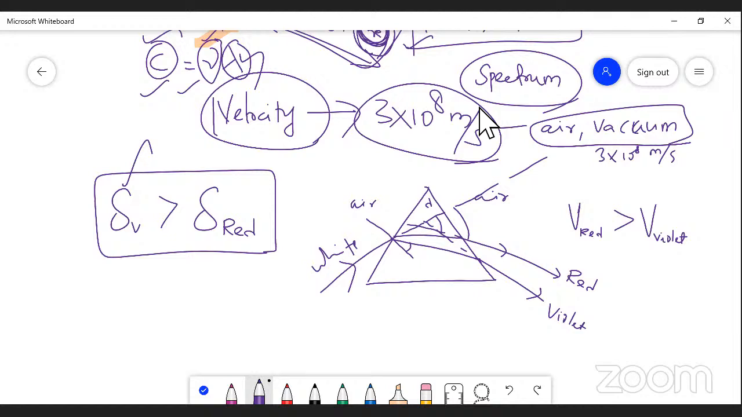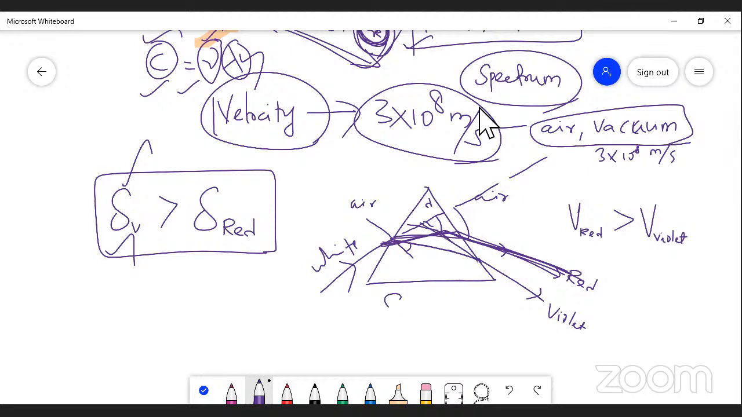So that's why the angle of deviation is maximum for violet. I mean, red light should travel fast, so the velocity is the maximum for red. The velocity is minimum for violet in the medium of the prism. That's why the deviation angle is maximum.